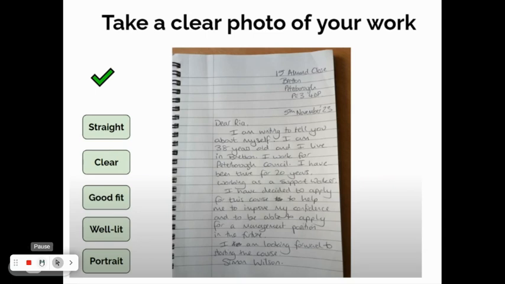So ideally what we'd like to see is a photograph of your work that is straight, that is clear, that is a good fit to the size of the page, that is well lit, and that is in portrait format, not landscape format.